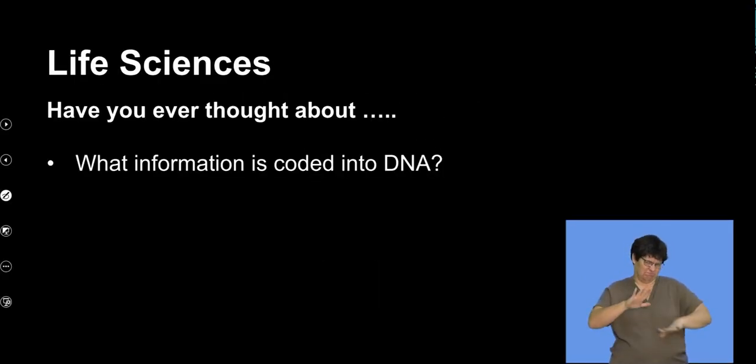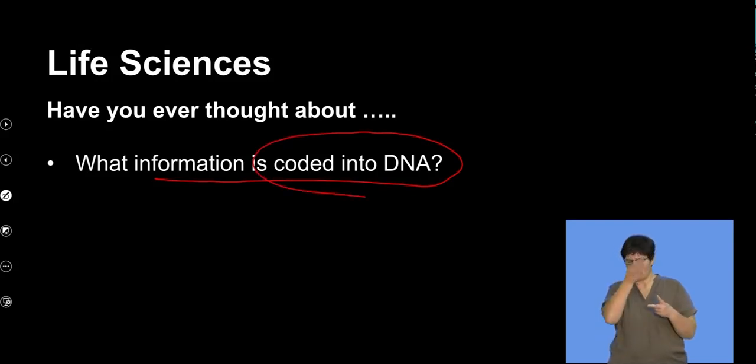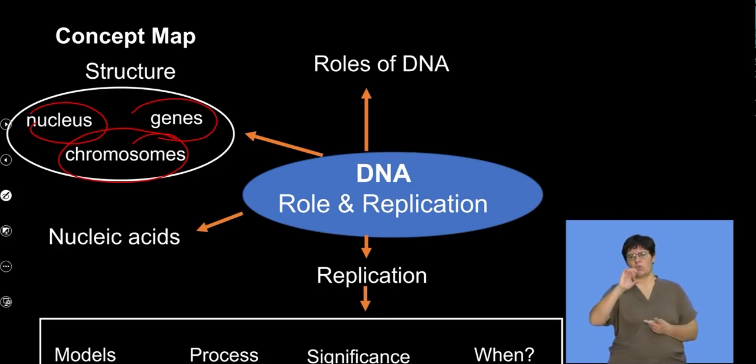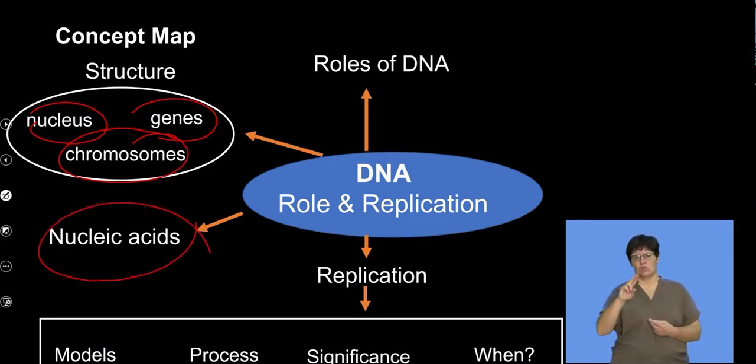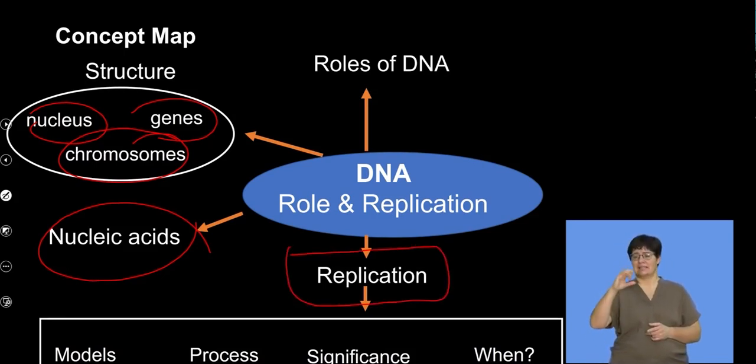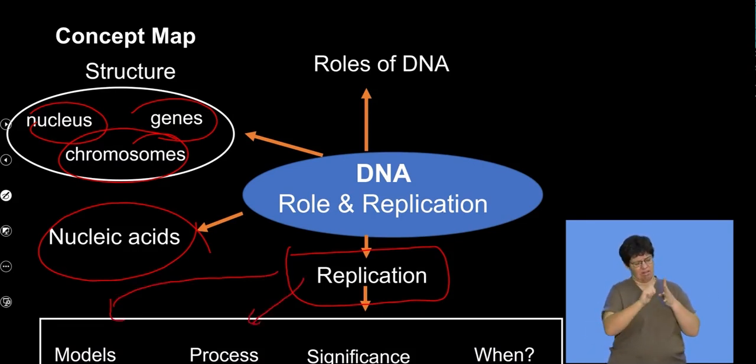I'm sure you have always had thoughts about DNA and what information it codes for. So we're going to spend some time trying to understand what the concept of a gene is today. We're going to focus on the nucleus, genes and chromosomes in this segment. As a recap, we're going to talk about nucleic acids. And most importantly today, we're going to look at this complex process of replication, and we're going to unpack the different models. More importantly is the process, its significance, and when it occurs.